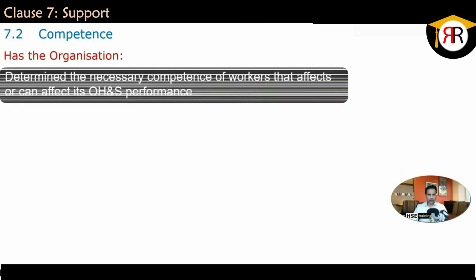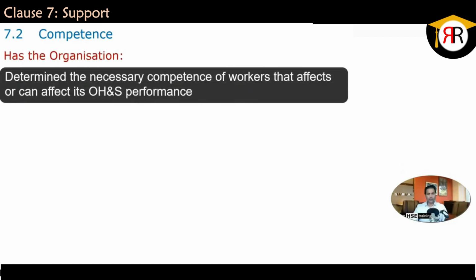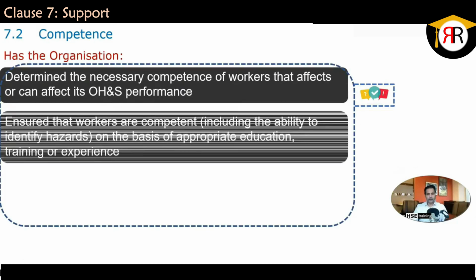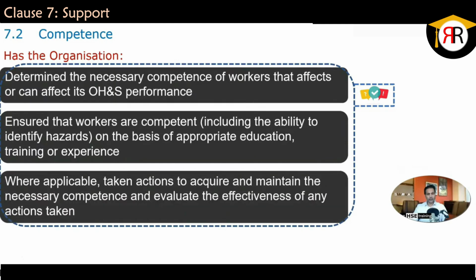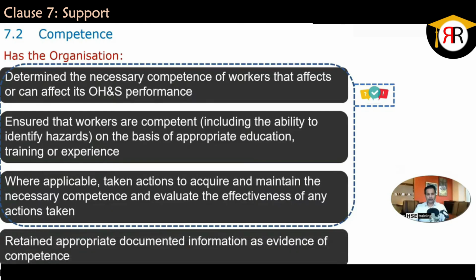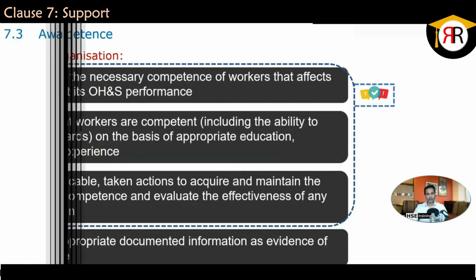Clause 7.2 relates to competence. Has the organisation determined the necessary competence of workers that affects or can affect its OHS performance? And does it ensure that workers are competent on the basis of appropriate education, training or experience? And where applicable, has the organisation taken actions to acquire and maintain the necessary competence and evaluate the effectiveness of any actions taken? And has the organisation retained appropriate documented information as evidence of competence?